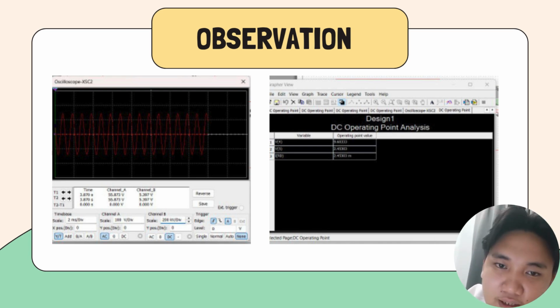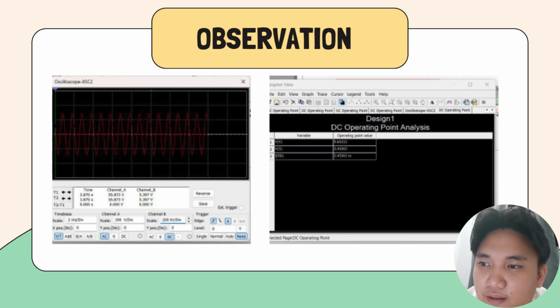For the final conclusion, the simulation results successfully verified the theoretical analysis of the common source JFET amplifier. The DC operating point confirmed correct biasing, and the oscilloscope results demonstrate voltage amplification with phase inversion. This shows that the amplifier is functioning as expected and meets the design objective of this assignment.